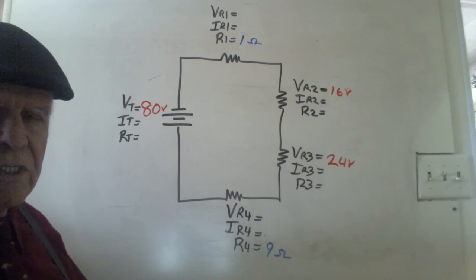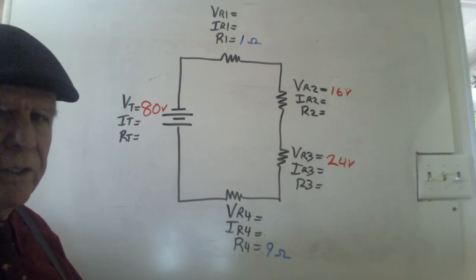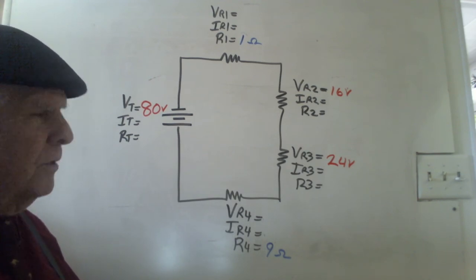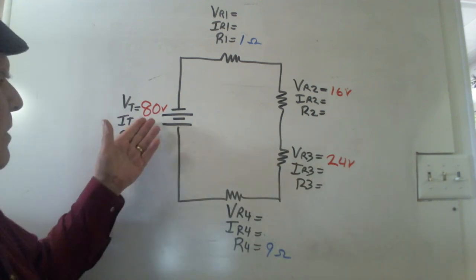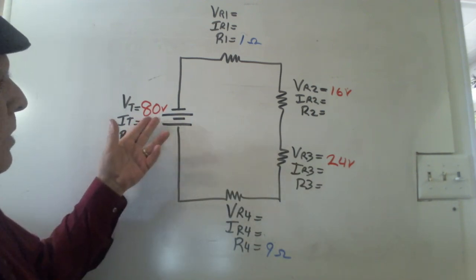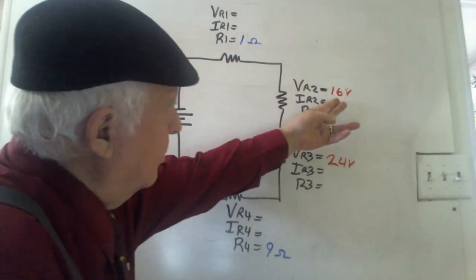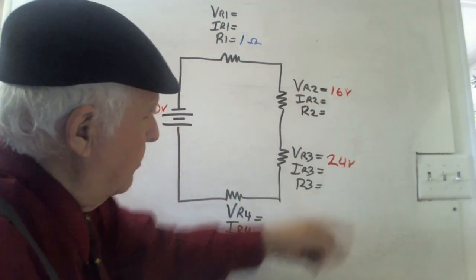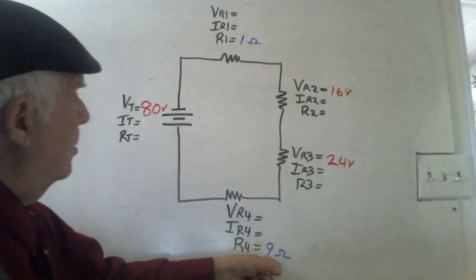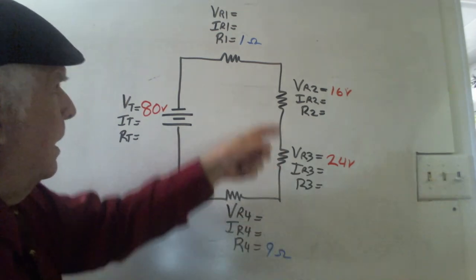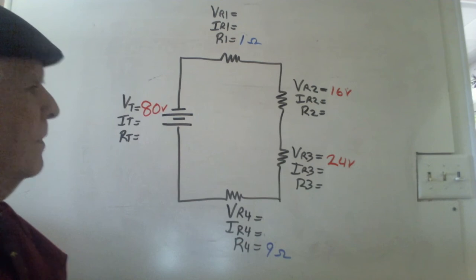Here we have a circuit that's just a little bit more difficult than the ones we've been doing. In this case, I've got 3 voltages given. I've got the R total. I've got the voltage here on R2. I've got the voltage here on R3. But I've got resistance on R4 and R1.